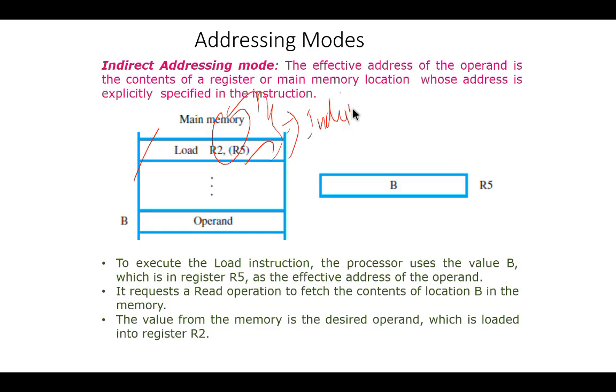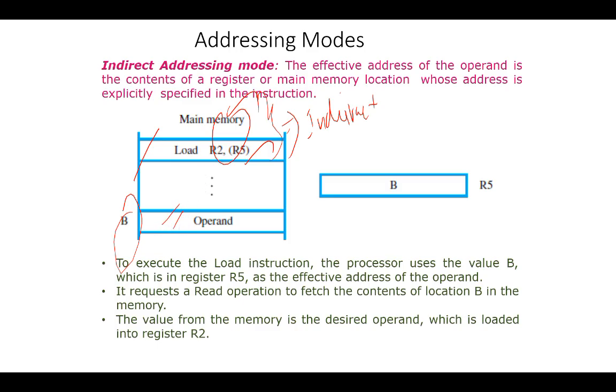Here we can't directly say where the operand is located or how it is going to be utilized. First we need to execute this load instruction. From this example, the processor uses the value in the register R5 as the effective address of the operand. So R5 is the effective register, which means the effective address of the operand can be fetched directly from it.